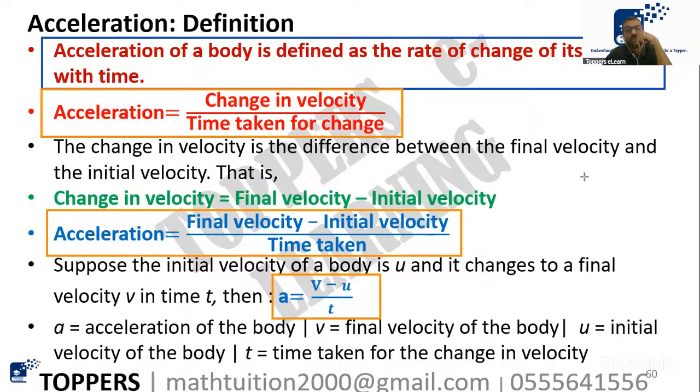Final velocity minus initial velocity and change in velocity, both are the same. Change in velocity means final velocity minus initial velocity. We find the change in velocity by subtracting initial velocity from final velocity. v is final velocity, u is initial velocity. So acceleration will be v minus u by t. v minus u by t.